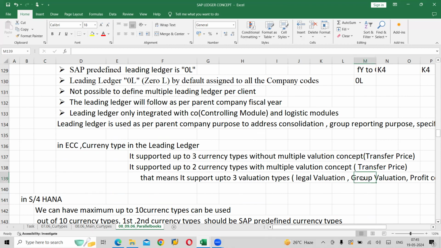Group valuation is nothing but excluding intercompany transactions. Clear? When you are doing a group consolidation, we will exclude them here. When we do a consolidation, we include the intercompany transactions also apart from third party. But when it comes to group valuation, we will exclude the intercompany transaction profits or losses. Clear? Yes, sir.